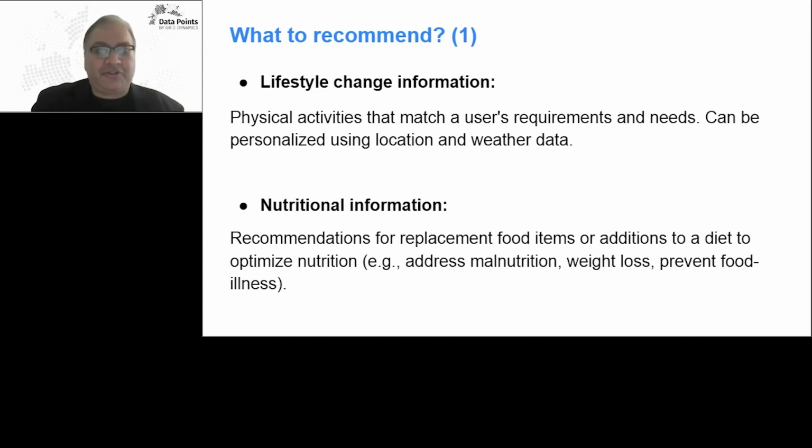Lifestyle change information, physical activities, and so forth, according to the user's needs. That can also be personalized using location and weather data. So if you're in Atlanta versus if you're in California, things can be very different. California is probably a big user base for yoga. Atlanta is probably a big user base for jogging and things like that. Just some simple examples.